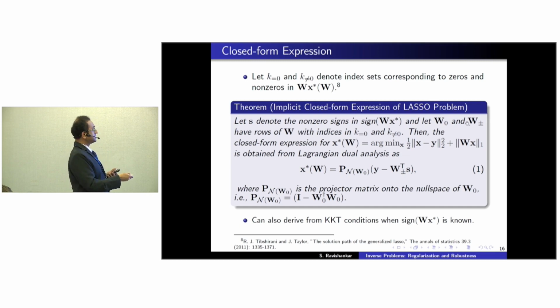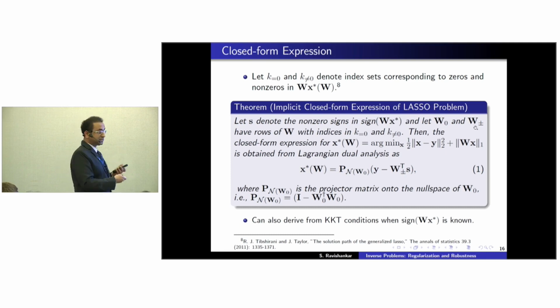Once we compute the submatrices of W and the sign pattern, we can use KKT conditions or Lagrangian dual analysis to derive an expression for X star in this lower level problem. The right-hand side expression depends on the sign pattern and on the submatrices of W. To see how you derive this, think about the KKT conditions and assume the sign of W X star is known. Then the L1 term can be relaxed to a simple linear term, the sign vector transpose W X, because you know the sign. That leads to simplifications from which you can derive a closed form expression.